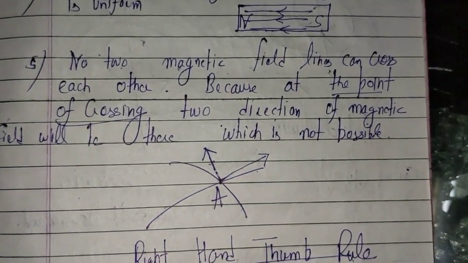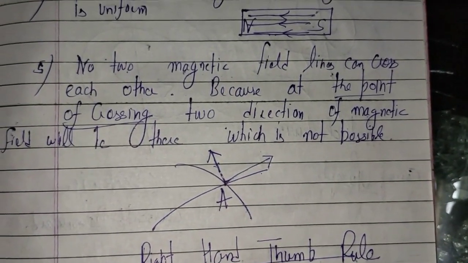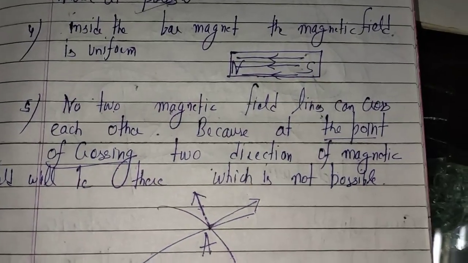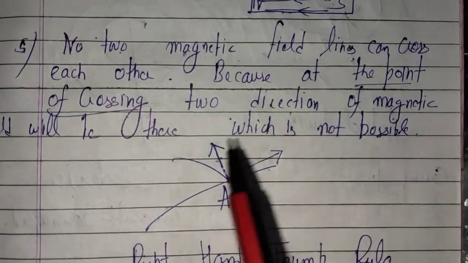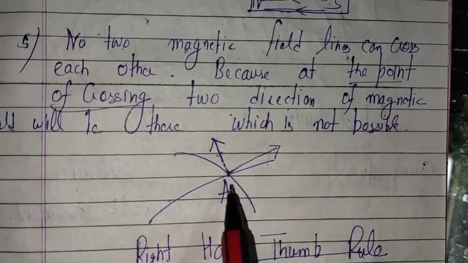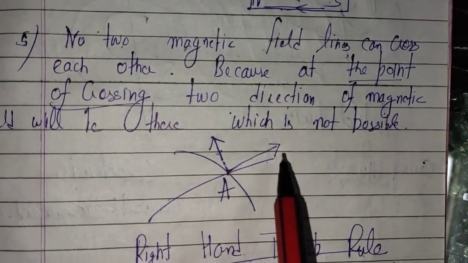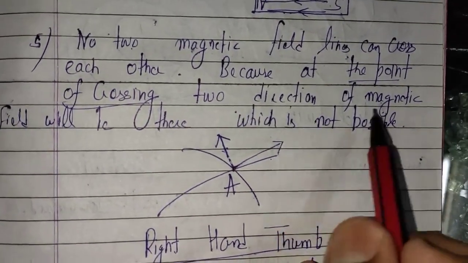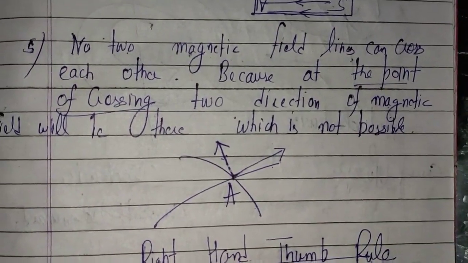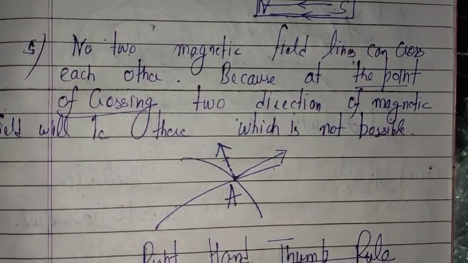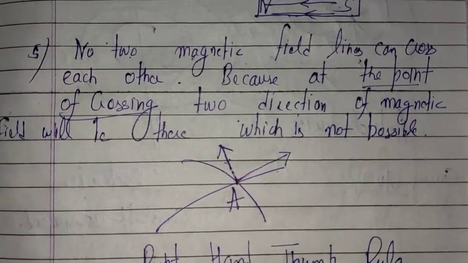No two magnetic field lines can cross each other. Why? Because at the point of crossing, two tangents will be there. That means there will be two directions of magnetic field at the same location, which is not possible. Because at a single location, there is a single direction of magnetic field.